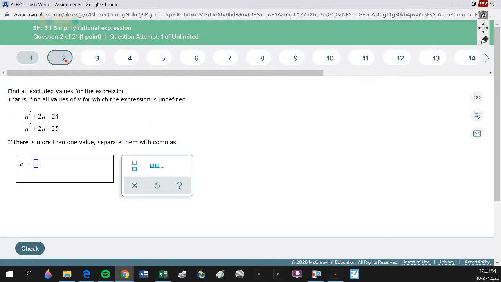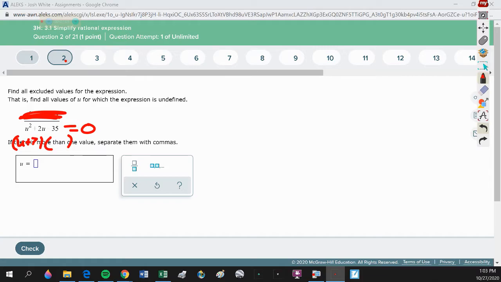Okay, so this is asking, what am I not allowed to plug in? Well, all we're worried about is the denominator equaling 0. I'm going to pretend that the top doesn't exist, and I just want to know, when does the denominator equal 0? This looks like a quadratic equation. What do we do with quadratic equations? We factor. Are there 2 numbers that multiply to be negative 35 and add to be 2? Positive 7 and negative 5. So we set each of those equal to 0, and we get u equals negative 7 and 5.